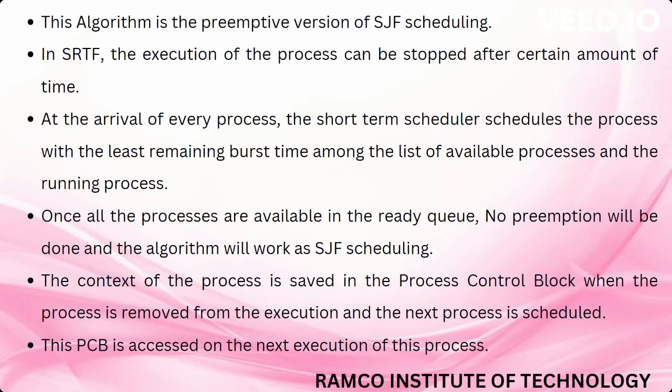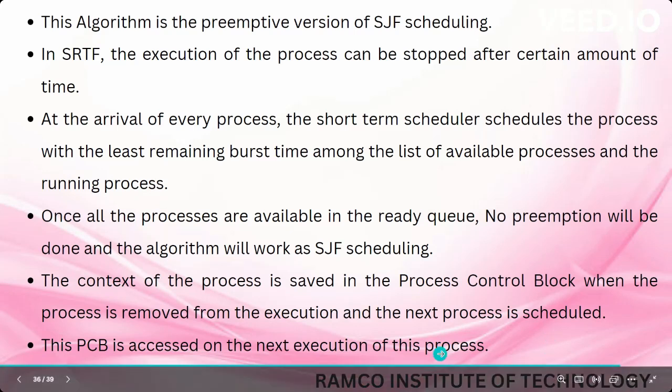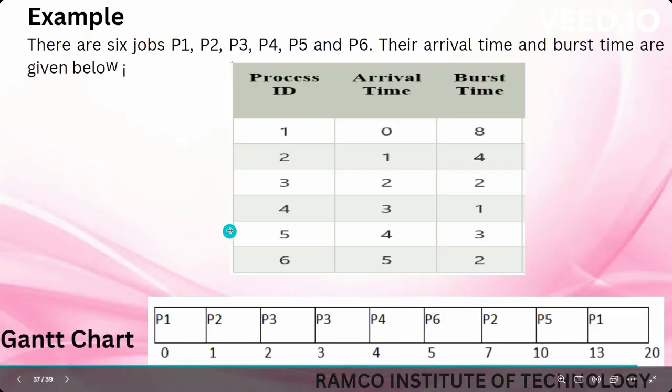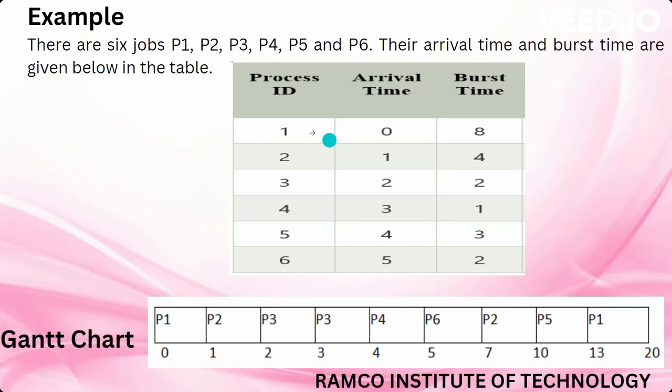The context of the process is saved in the process control block when the process is removed from execution and the next process is scheduled. This process control block is accessed in the next execution of this process. So this is the example we have taken. Here we have six jobs, P1, P2, P3, P4, P5, P6. Their arrival time and burst time are given. From this table, we need to draw the Gantt chart.